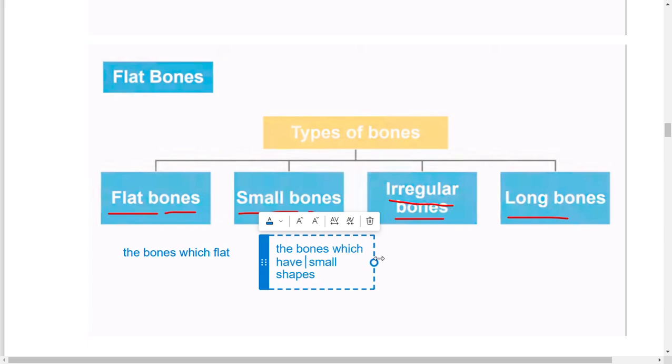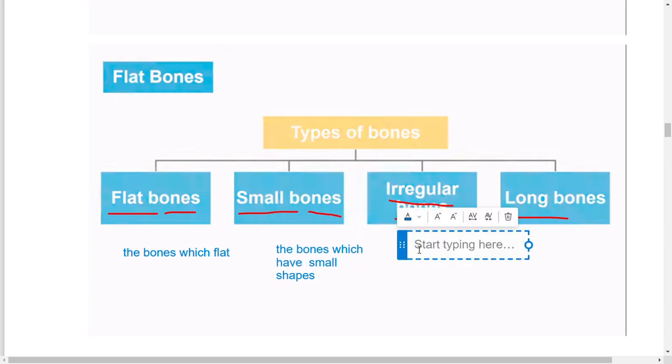Now let's learn about the irregular bones. Look here, the bones which have a very irregular shape, which do not have a proper shape, are called irregular bones.